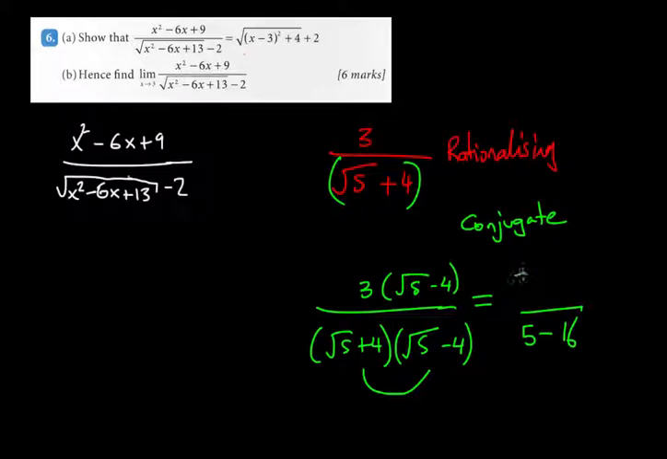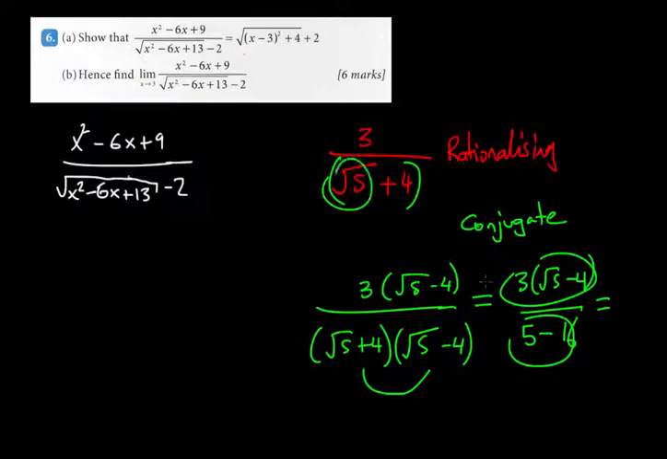And on the top I just got 3 times root 5 minus 4, that's okay. Now 5 minus 16, I can simplify it and I can leave the answer in terms of this over a number, and that's it. I've brought up the root that was initially at the bottom, I brought it to the top, and I now don't have any roots at the bottom. That is called rationalizing, and it's exactly what we're going to do here.